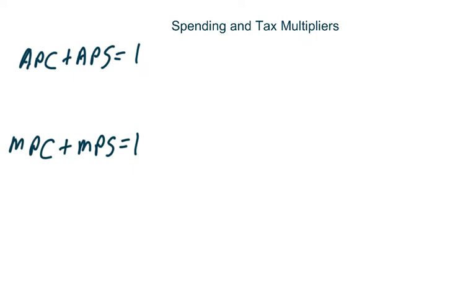So we're going to start off by talking about the average propensity to consume and the average propensity to save. What this refers to is our regular paycheck. What are we going to do with this money? Well, first of all, the same thing happens with everybody's paycheck. The government takes their taxes off the top, and what we're left with is called our disposable income.